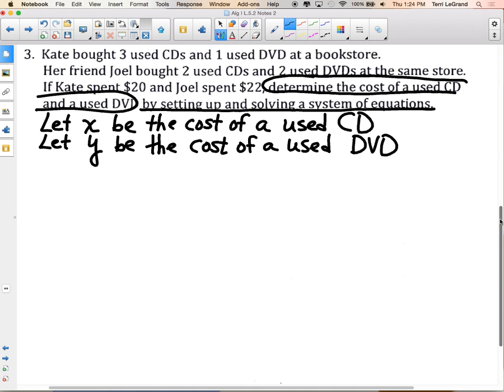Kate bought 3 used CDs, 1 used DVD. Her friend Joel bought 2 used CDs and 2 used DVDs at the same store. If Kate spent $20 and Joel spent $22. So we have a whole bunch of information regarding Kate. So I'm thinking she could be one of our equations and Joel could be our other equation. Go ahead, write 2 equations that you think we could use to help us problem solve for the cost of these items.